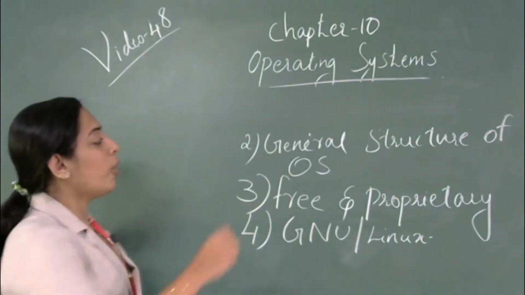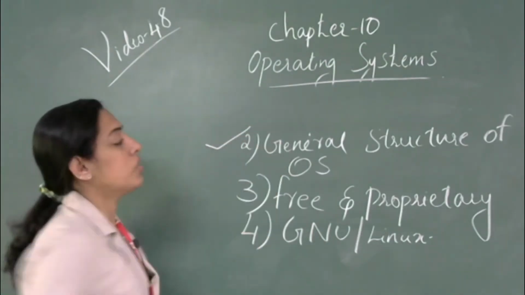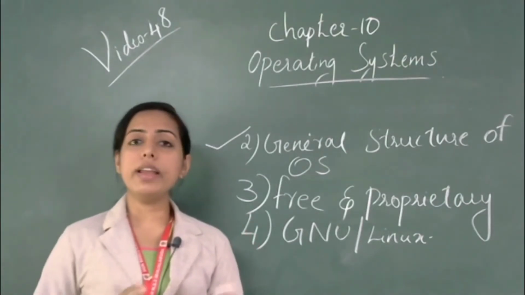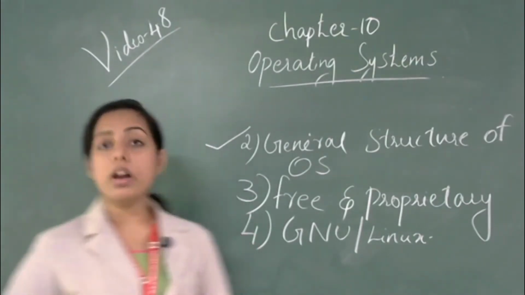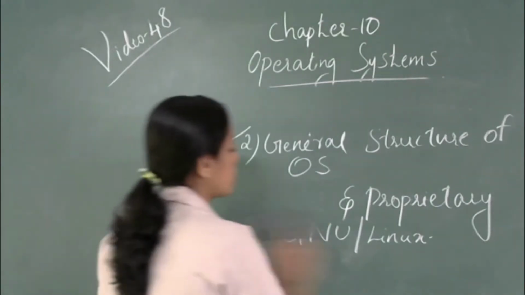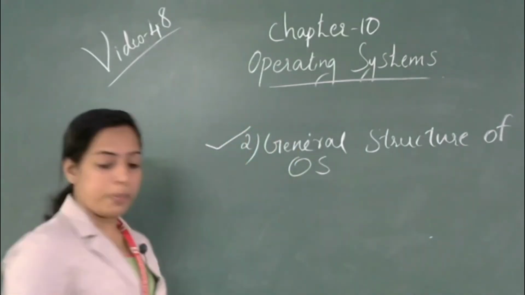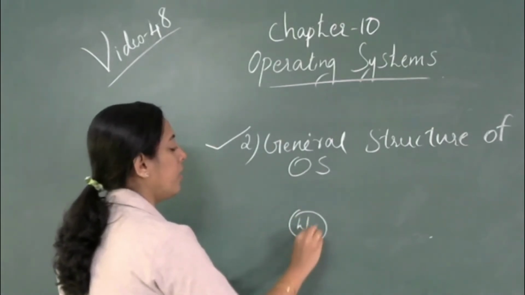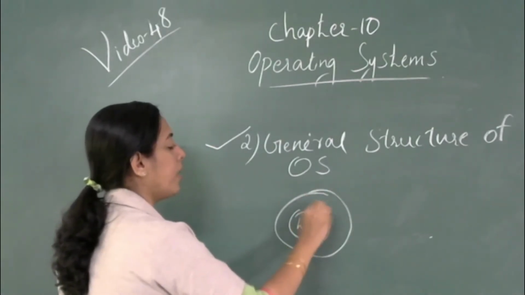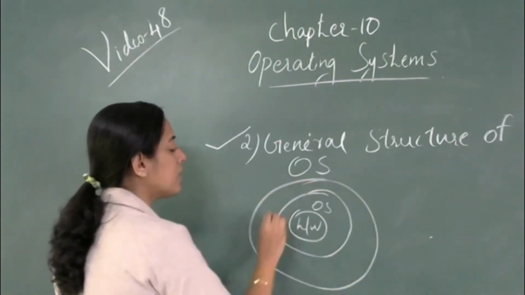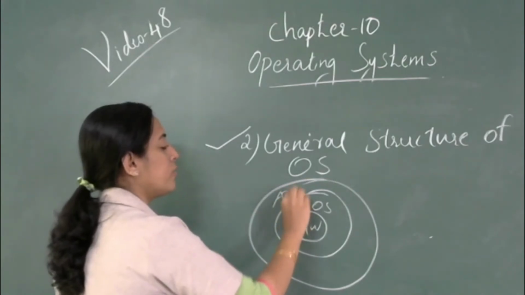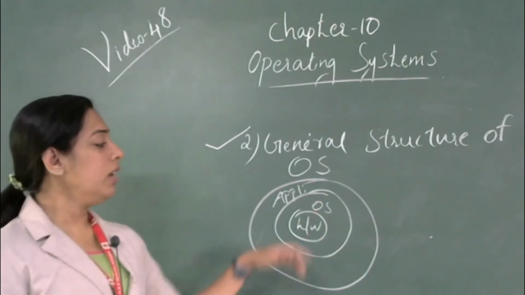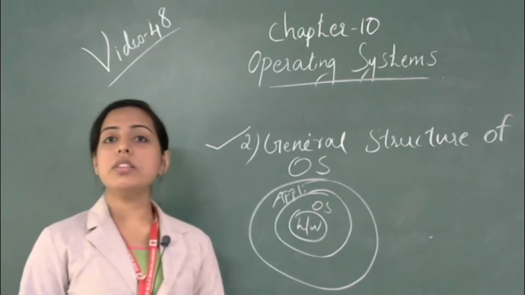So the second topic is the general structure of the operating system. It is one important topic. We already have discussed what we mean by operating system, and I showed one image of the operating system. Here you can see the hardware, here you can see the operating system, and this one is application software. So the operating system acts as an intermediary between hardware and application software.